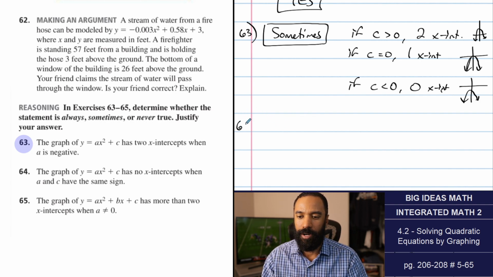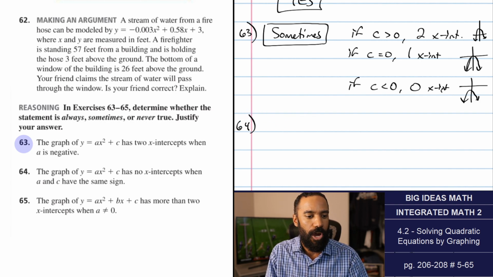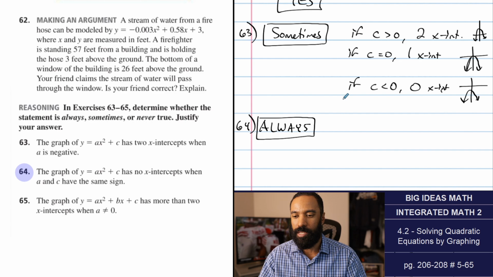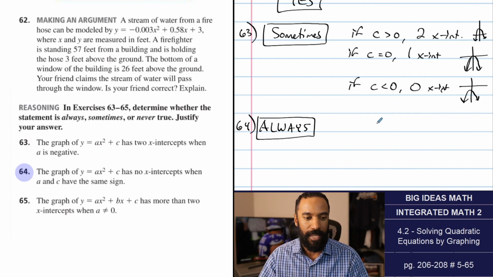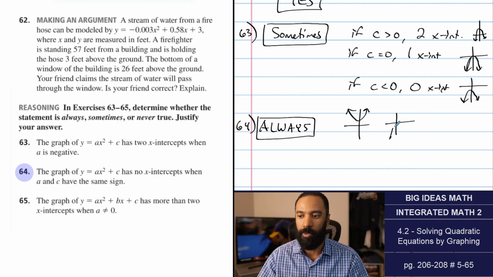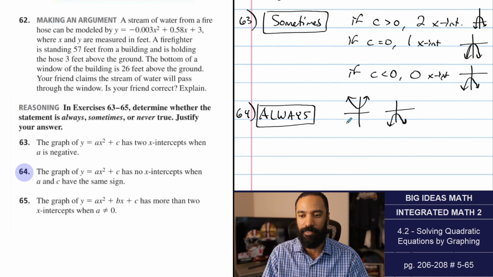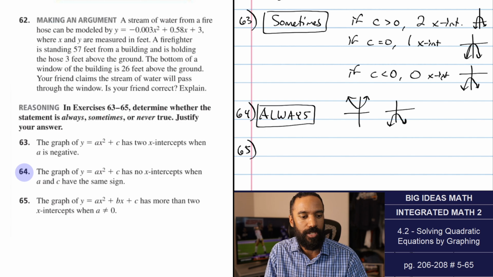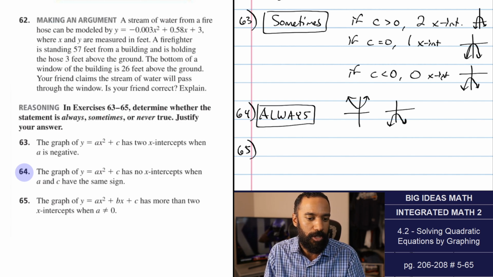Number 64. The graph has no x-intercepts when a and c have the same sign. That would be always true. Now, a cannot be 0, so we're not imagining when c is 0. We're saying they're both positive or both negative. So this is one of those things, once again, that it's either above because a is positive and c is positive, or below when a is negative and c is negative, like that. That's always true.